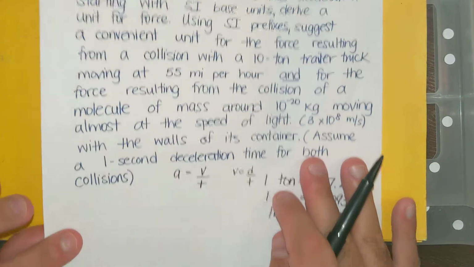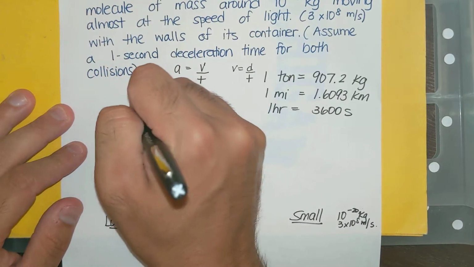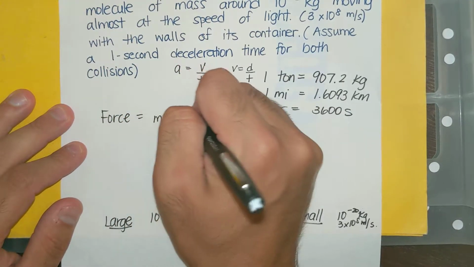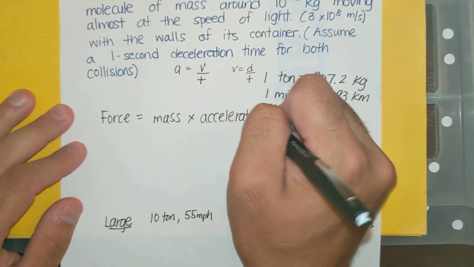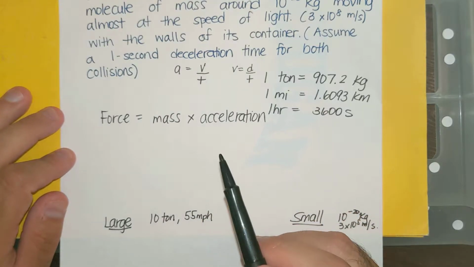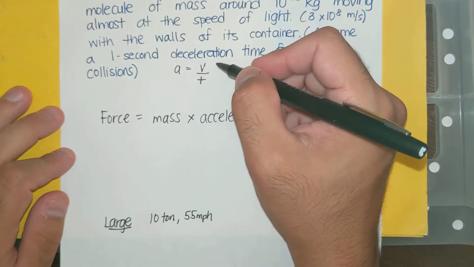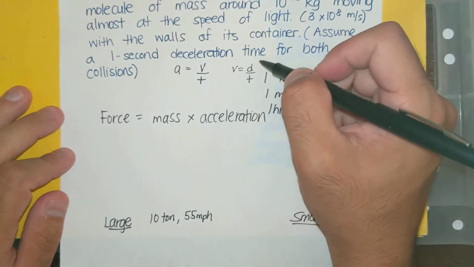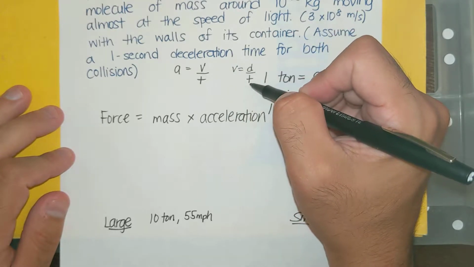Force is mass times acceleration. So force is equal to mass times acceleration. Now, I conveniently put up here what acceleration is. You could find this online. It might be in the chapter, or you could find this in other textbooks. But acceleration is speed divided by time. And speed, which is v, or velocity, is distance over time.